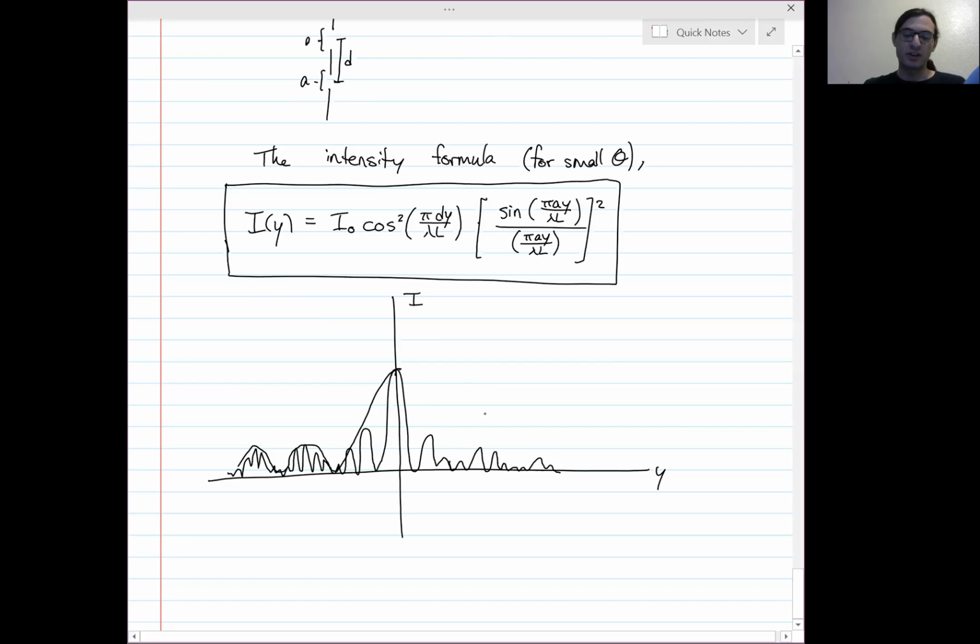So I'm going to get rid of the envelope again. It looks like you have a very bright spot. This is I naught. And then you have a bunch of smaller bright spots close to it. But there is a place where even if there was a bright spot, you'd have a dark spot there. These would be the minimums from the single slit effect. And so you get this nice thing.